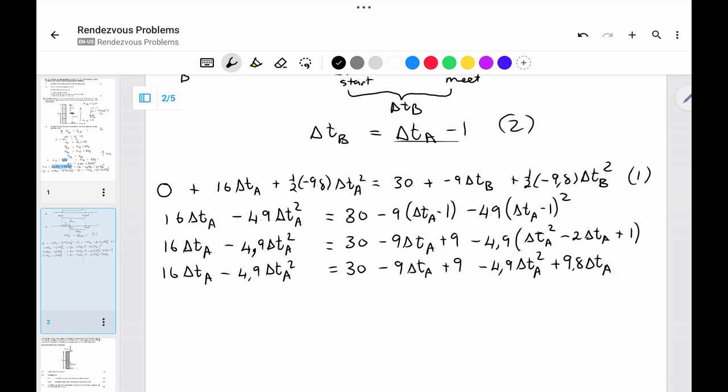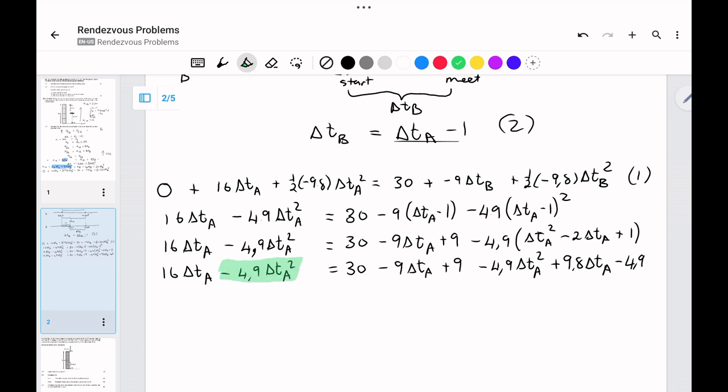And then minus 4.9 times positive 1 will give me minus 4.9. Okay, so we're getting there. So what kind of equation does this look like? Notice that you have a quadratic term here and another quadratic term here, but it's actually the same term. So those will cancel out, and so this will not be a quadratic equation.